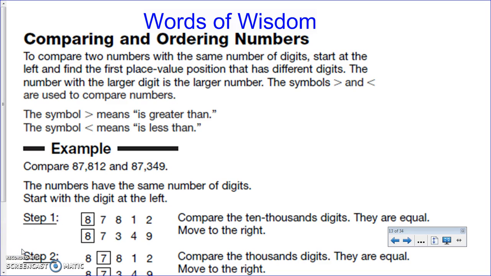Next, we're going to look at comparing and ordering numbers. To compare numbers with the same number of digits, start at the left and find the first place value position that has different digits. The number with the larger digit is the larger number. The symbols greater than and less than are used to compare numbers.